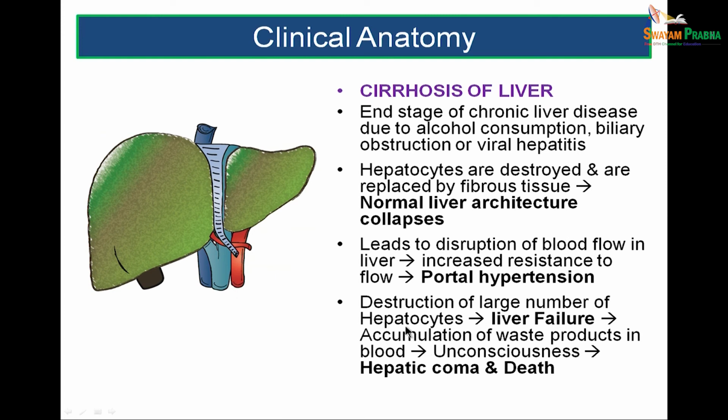Destruction of hepatocytes causes liver failure. Waste products accumulate in the blood. This leads to unconsciousness, ultimately hepatic coma and death. So, chronic liver failure, cirrhosis, can ultimately lead to hepatic coma and death. This shows you how complicated liver diseases can get.